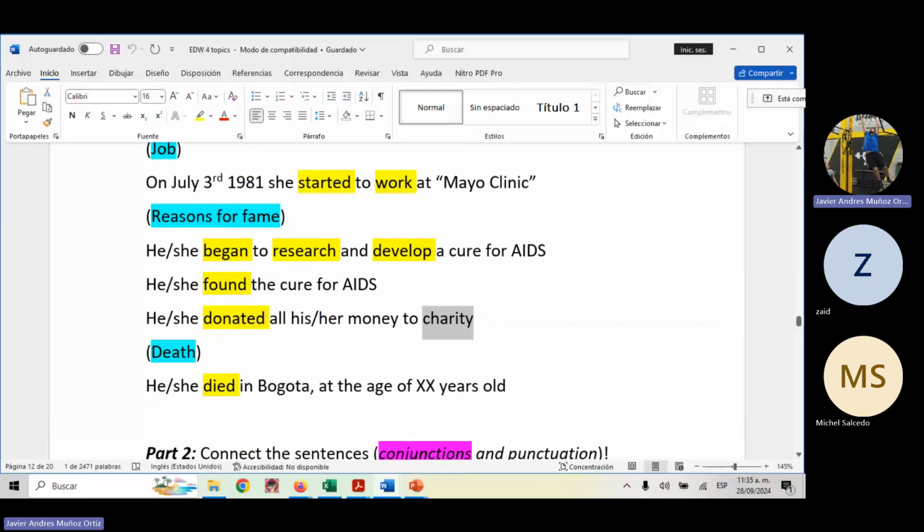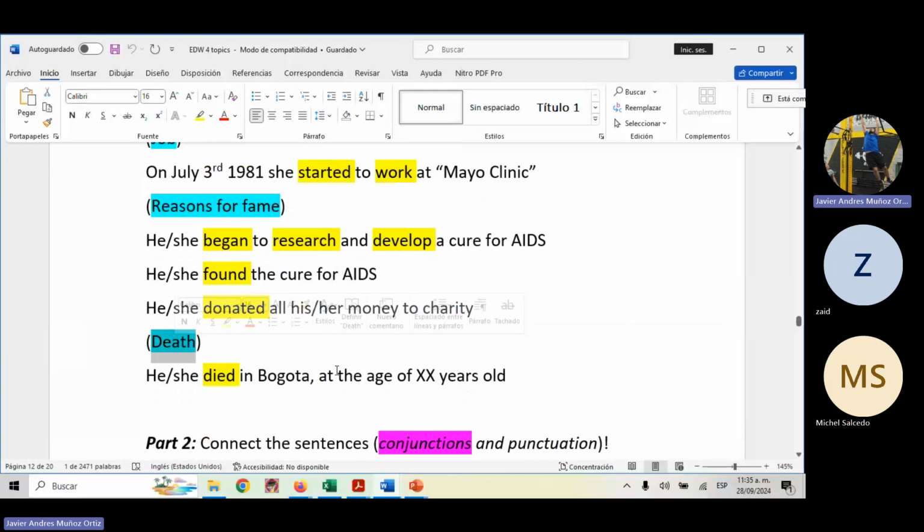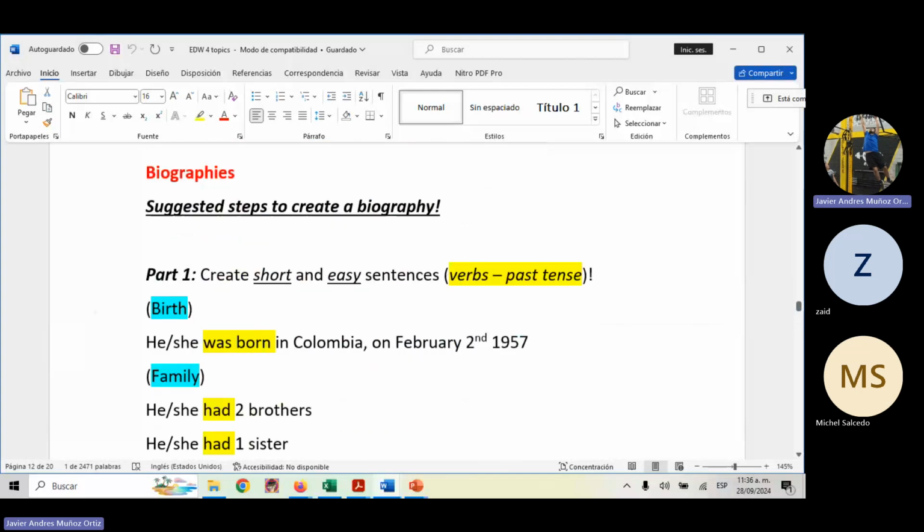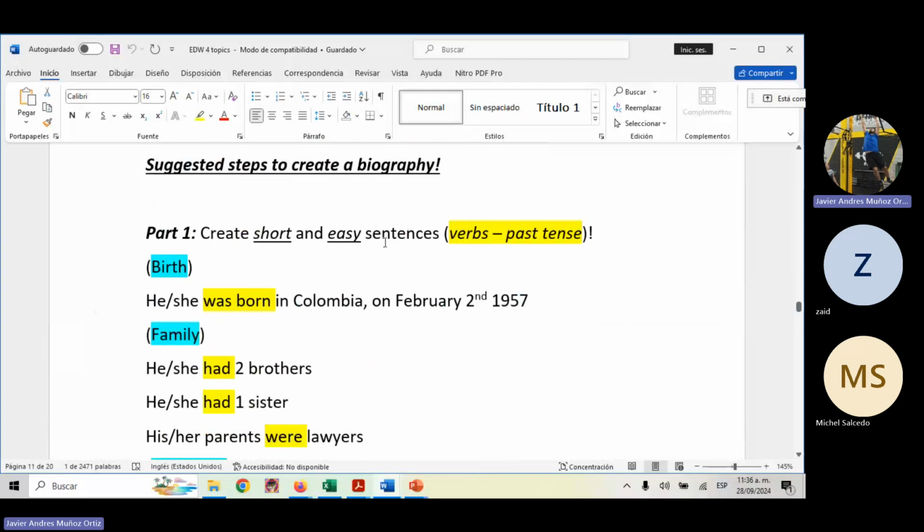And finally, maybe he is already dead. Maybe, we don't know yet. This depends on you, on the character you chose, I mean. For example, she died in Bogota at the age of 91, and this is possible, right? These are some examples of short, easy sentences of something we have already studied about the simple past tense. Let's go with part two, because part one was to create easy and short sentences. All of them have in common that they are in the simple past tense, right?